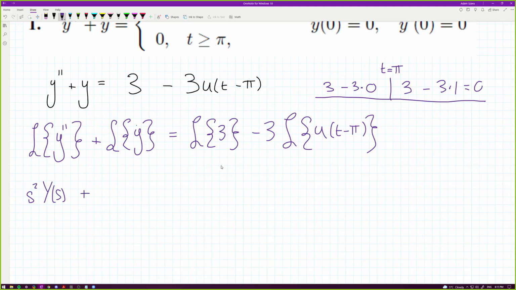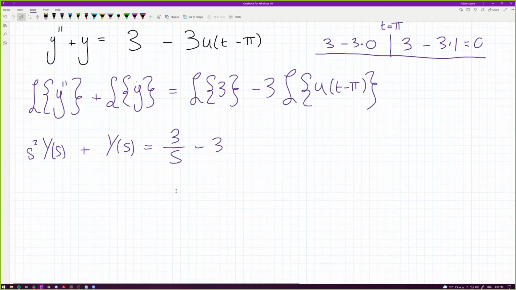So then it's just plus Y of s equals 3 over s minus 3 times, and now we've got to figure out what's the Laplace of the unit step function t minus pi. There's a couple ways we can do this. First of all, you can just look up the table value of this. But another way is by one of the translation theorems. So let me get that translation theorem up.